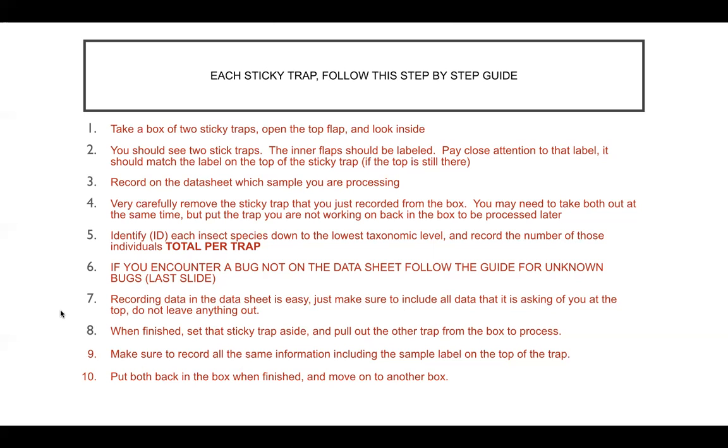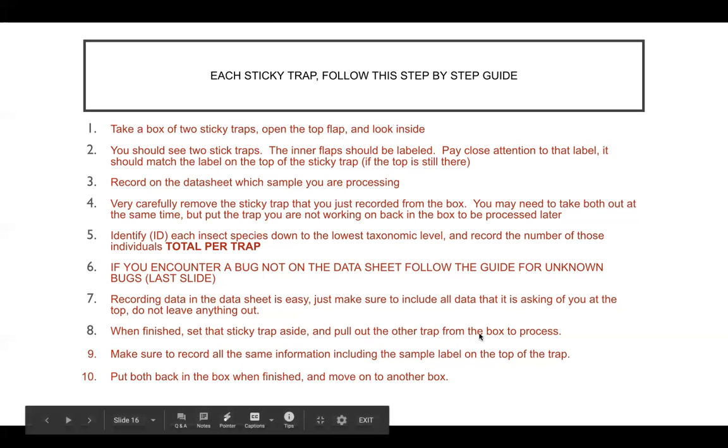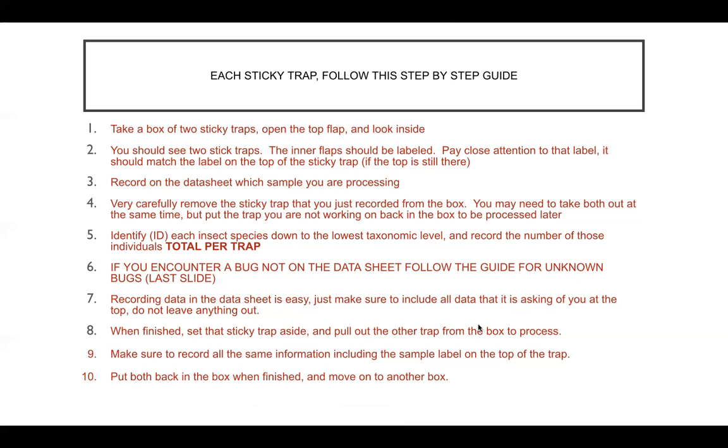When finished, set that sticky trap aside and pull out the other trap from the box to process. Make sure to record all the same information, including the sample label on the top of the trap. And then once both are finished, put them both back into the box at the same time, and then set that aside and move on to another box.